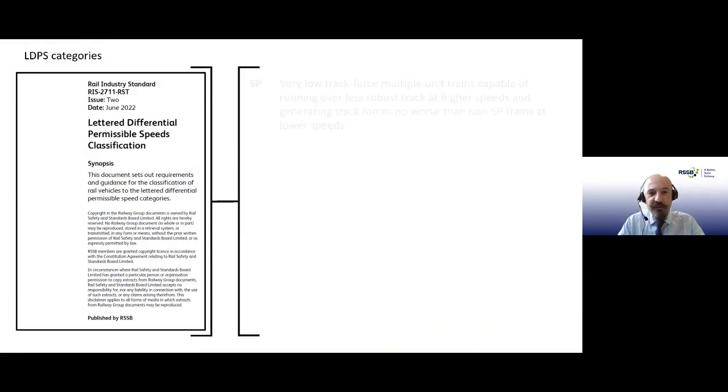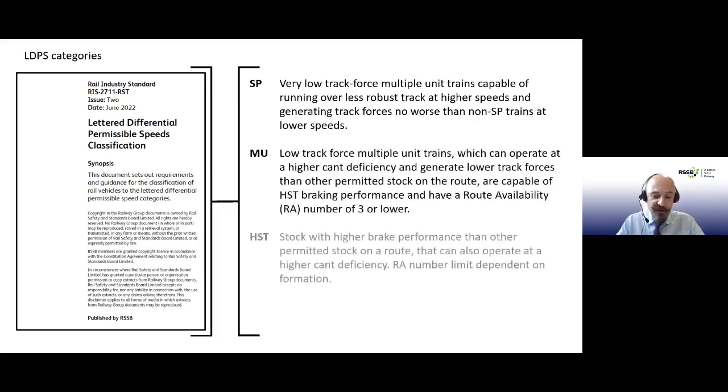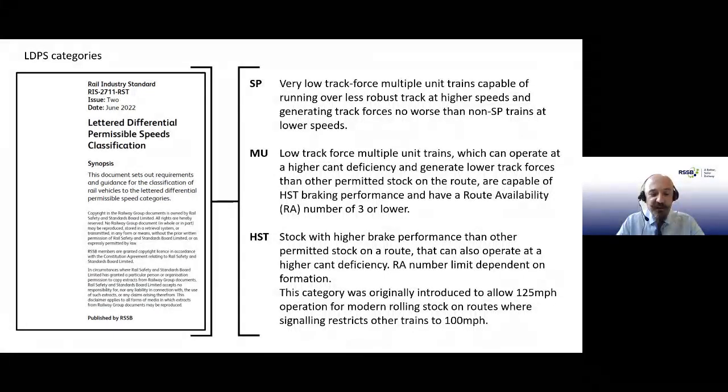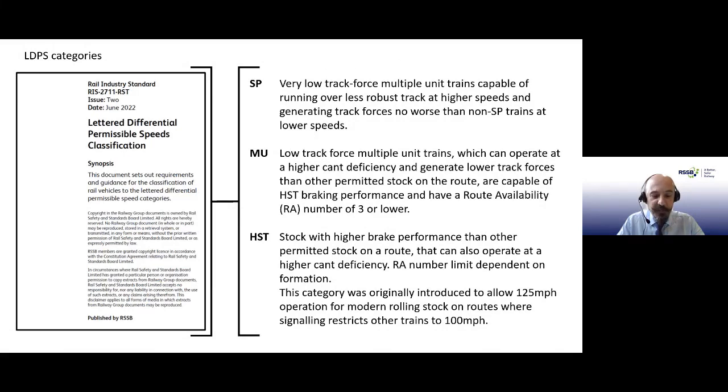The requirements for SP are for units that impart very low forces on the track, so that they can run over less robust track at higher speeds whilst generating track forces that are no worse than other trains running at lower speeds. The new requirements for the MU and HST vehicles also concern forces imparted on the track by the rolling stock, but with different input values and limits. And there are also requirements for levels of cant efficiency at which the rolling stock can operate, braking performance, and route availability, or RA number.